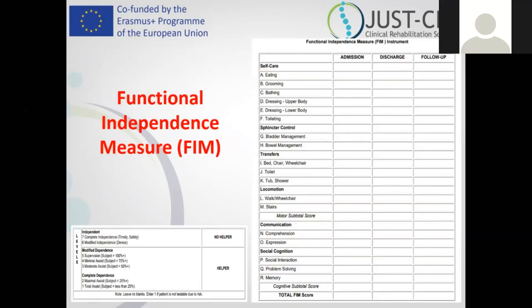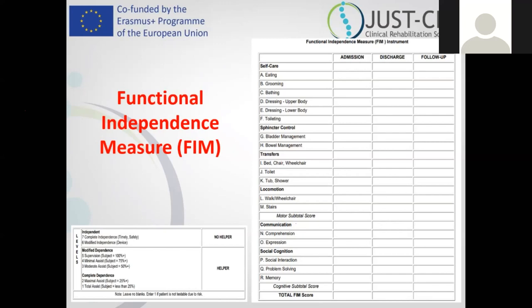This shows us the functional independence measure. To the bottom left side of the screen, we can see that each FIM item is administered on a scale of 1 to 7, with 1 requiring total assistance, where the individual is completely dependent, unable to perform this task, and 7 denoting complete independence and successful performance within an acceptable time and in a safe manner.